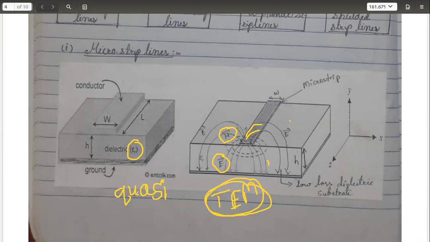spell it: QUASI, quasi, you know, that is what, half. It is partially in the air and partially in the substrate. So quasi-TEM mode of propagation it supports. Okay.